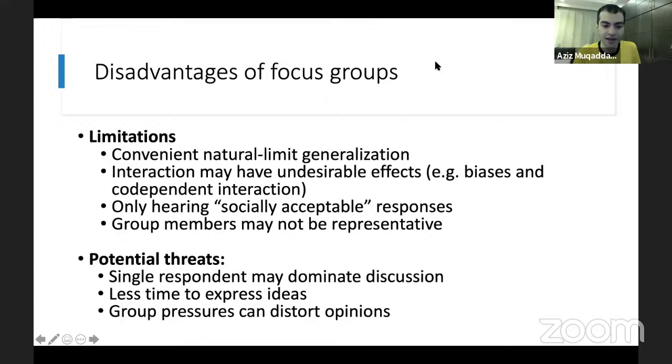Some potential threats: a single responder might dominate the discussion, right? In a focus group, you have one person just jumping in to answer each question, and they take forever to answer. And when someone else talks, they cut them off and start talking. So you might end up with that, hence you need a moderator to moderate, right? To say, you know what, thank you, Max, for expressing. Let's hear from Jessica. Whenever someone is trying to cut people off, try to stop them politely. So that's a threat to focus groups. Let time to express ideas.